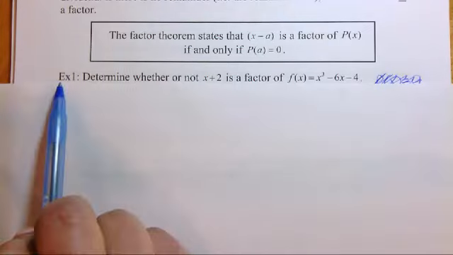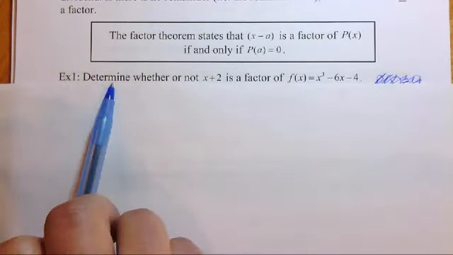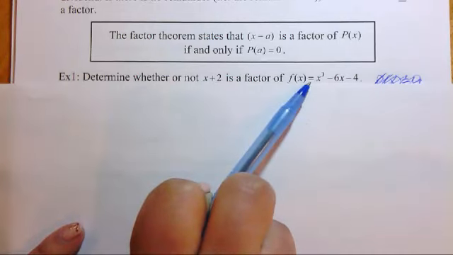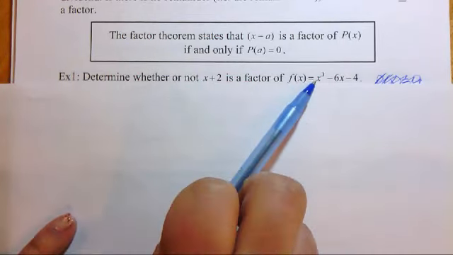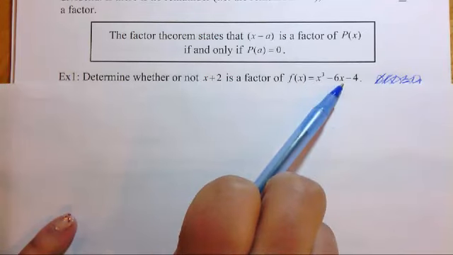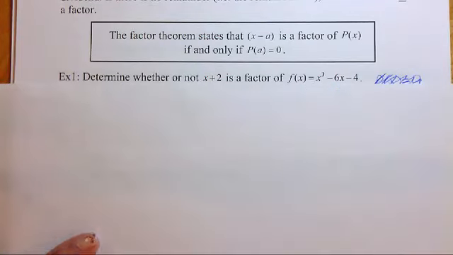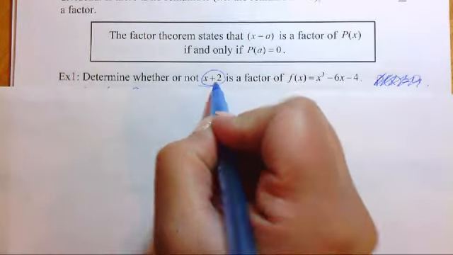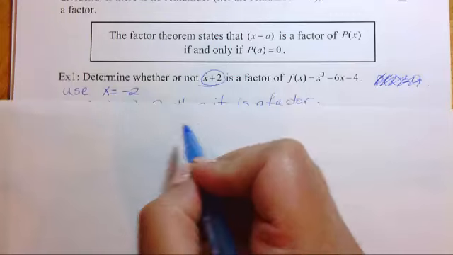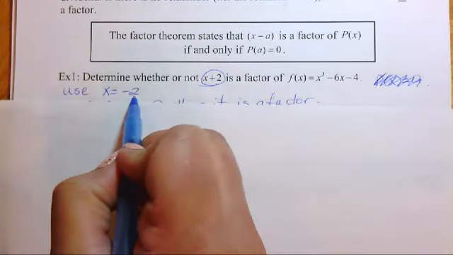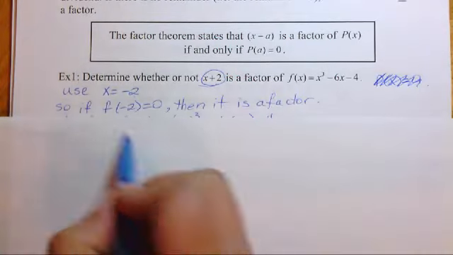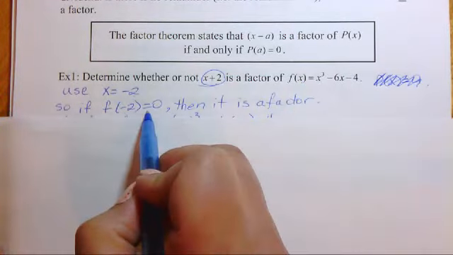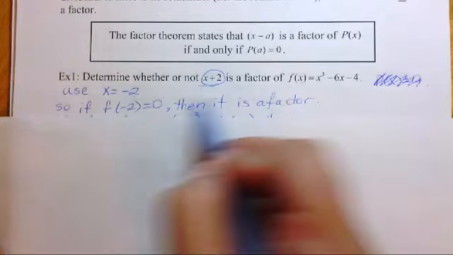Okay, so let's look at this example here. Number 1, determine whether or not x plus 2 is a factor of f of x when f of x equals x cubed minus 6x minus 4. Because we have x plus 2, we're going to use x equal to minus 2, and plug it into this polynomial to determine whether or not it is a factor. Now we want it to equal 0.